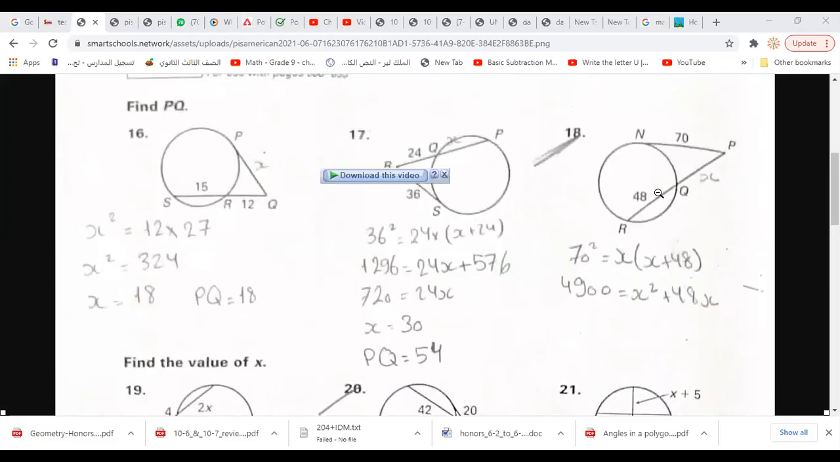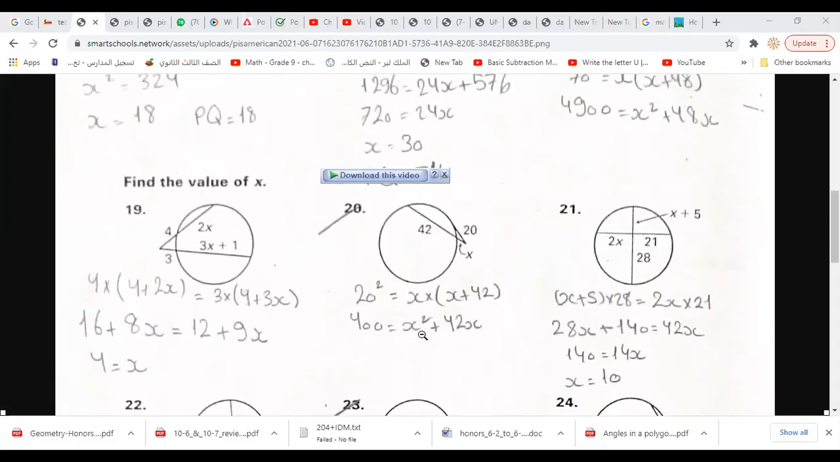Then, did you understand, Farah, how we can solve this question now? Yes. So the missing part, every time I note that you stopped when you have a trinomial, right? Like question number 20. So this is 20 to the power of 2 equals x times x plus 42. Then we will distribute x over x, it will be x squared, and then x times 42, it will be 42x. Now, what is the next step we have to do?